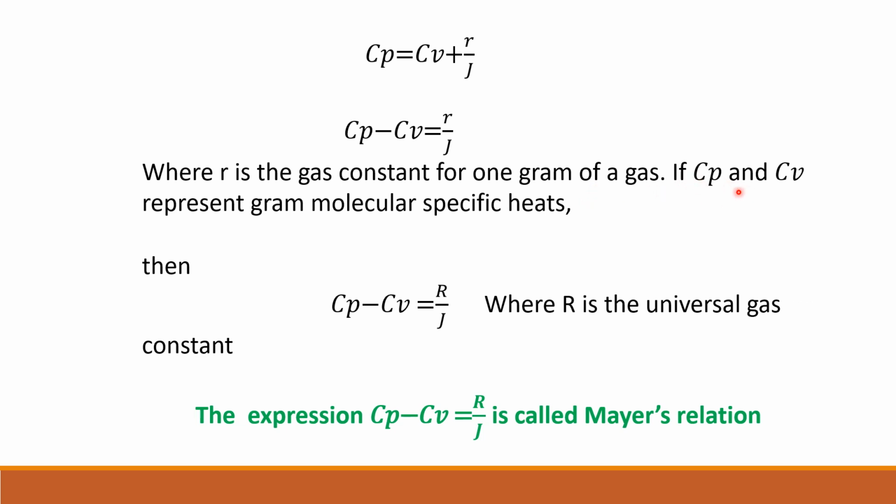If Cp and Cv represent the gram molecular specific heats, then Cp minus Cv equal to R by J. What is R? R is the universal gas constant. The expression Cp minus Cv equal to R by J is Mayer's relation. Mayer's relation relates the specific heat at constant pressure and constant volume. Cp is the specific heat at constant pressure, Cv is the specific heat at constant volume. That difference is equal to the gas constant, or R by J.